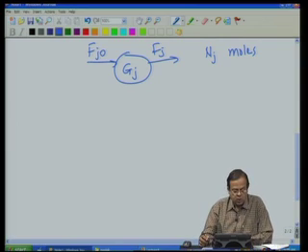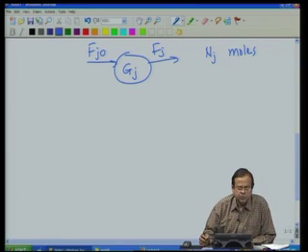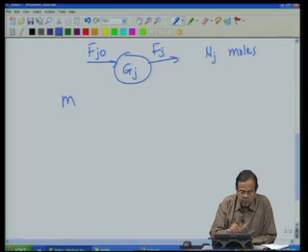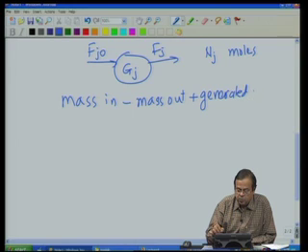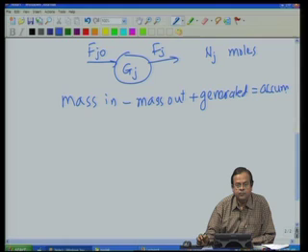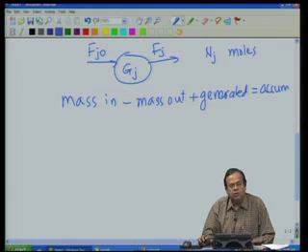So, now we do a simple regular mass balance: mass in minus mass out plus generated must be what is accumulated in the reactor. That is our standard typical mass balance for any process. Chemical reactions are no exception.